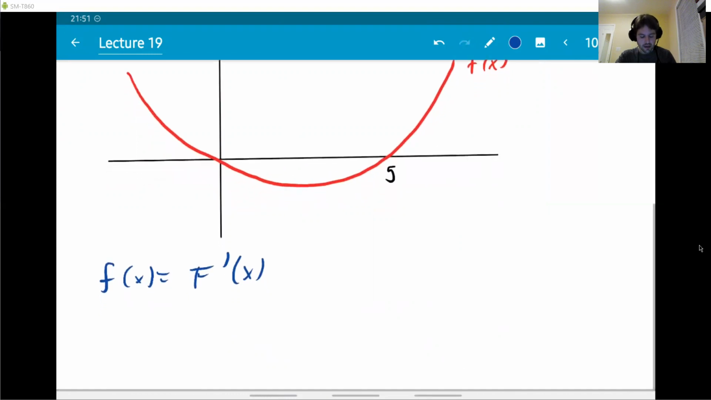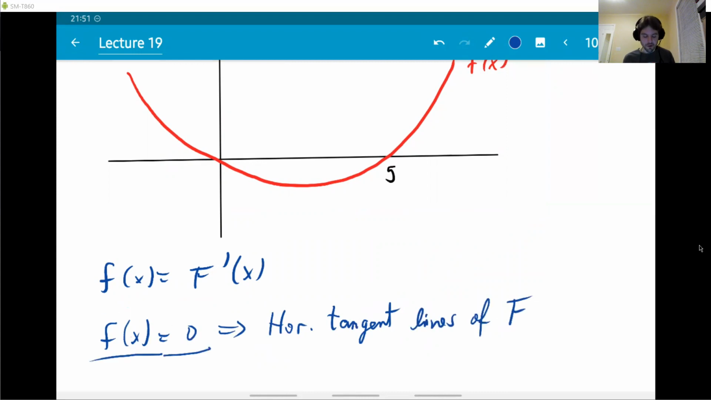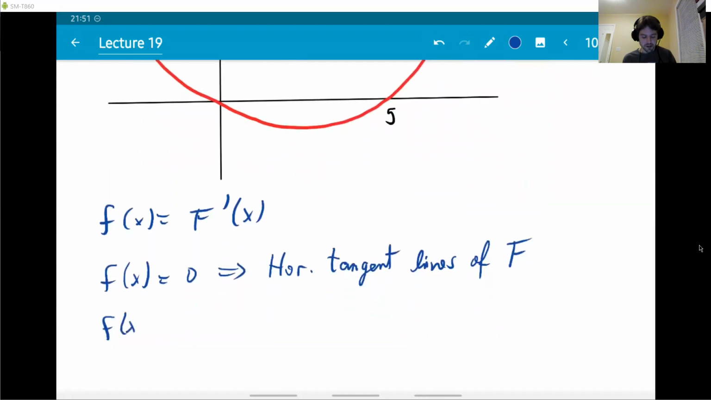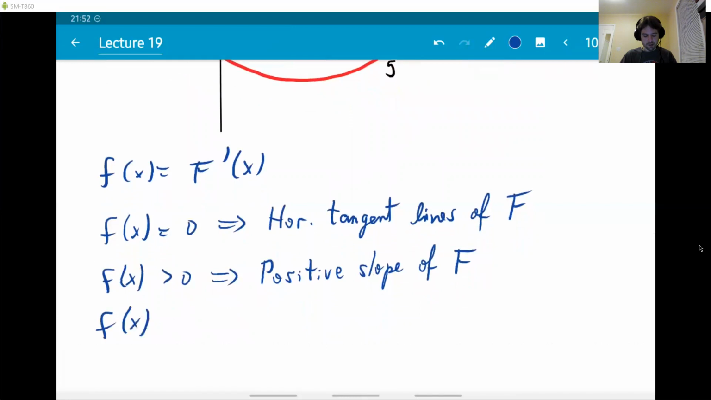So how do derivatives relate to a graph of a function? The places where the little f, which is the derivative, is 0 will correspond to horizontal tangent lines of the big F function, right? Derivative equals 0. Little f is the derivative of big F. Similarly, the places where it is positive will correspond to positive slope of big F, in other words, an increasing function big F. And analogously, if the derivative is negative, you have a decreasing function, which means negative slope.